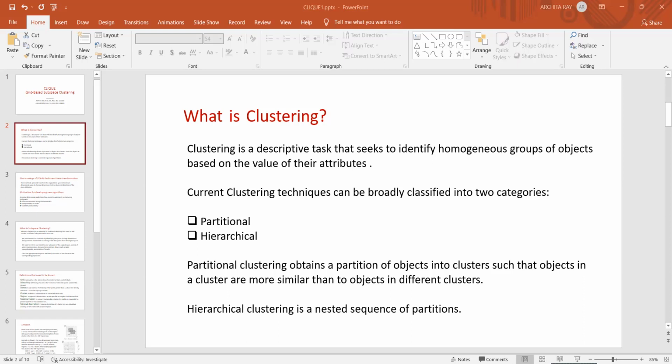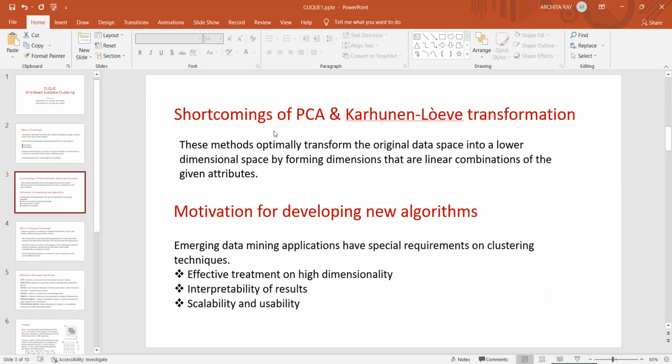Now, some shortcomings of PCA and Karhunen-Loeve transformation. High dimensionality of a dataset is sometimes addressed by a method of dimensionality reduction, where principal component analysis or Karhunen-Loeve transformation are used. But these techniques may reduce the dimensions, but there are two shortcomings. What are the shortcomings? The first shortcoming is the new dimensions can be difficult to interpret, making it hard to understand clusters in relation to the original data space. The second is these techniques are not effective in identifying clusters that may exist in different subspaces of the original data space.